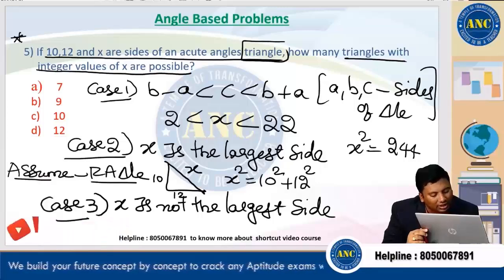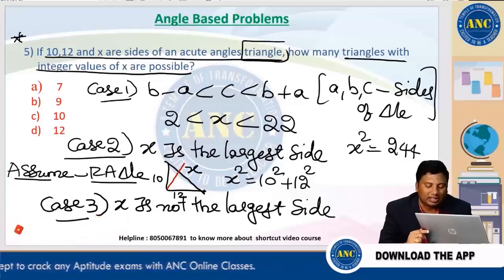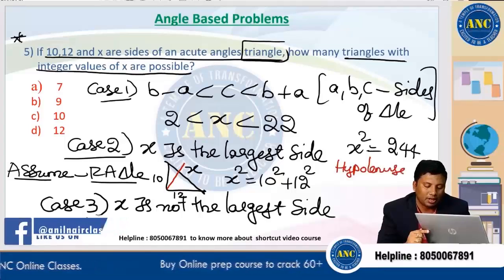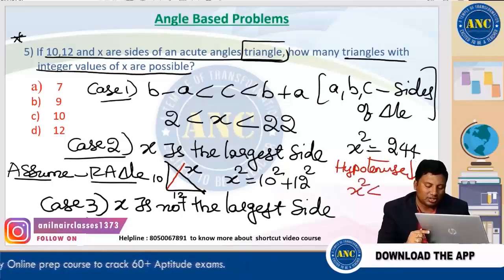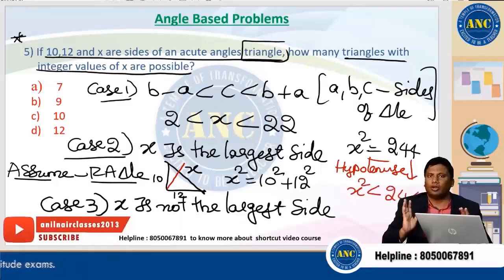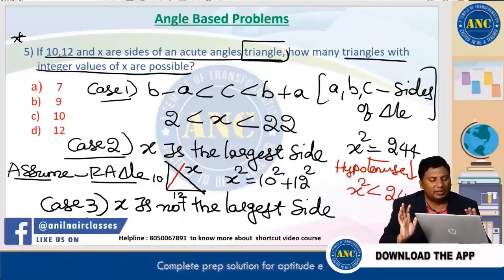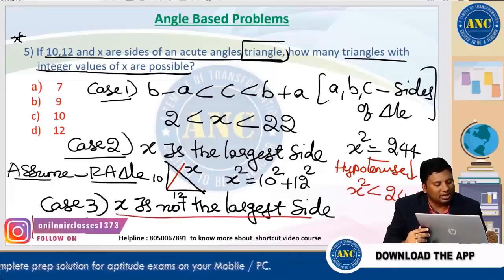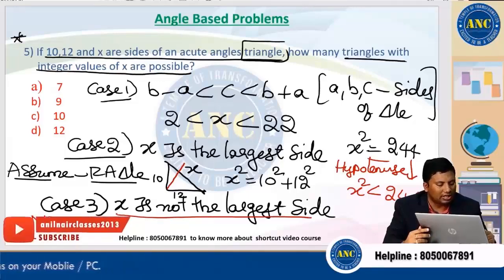If it is an acute angled triangle, the height will go like this. If the height is going like this, hypotenuse will decrease. That means x square should be less than 244. Are you all with me? Very easy question. Assume it as a right angle triangle and make the change. X is not the largest side. That means make the x as height. This is x, this is 12 and it is 10.